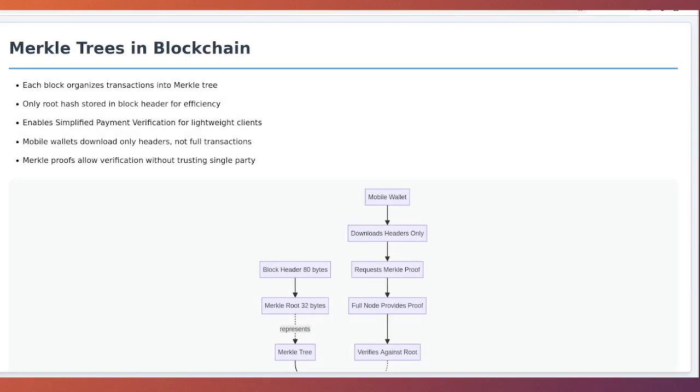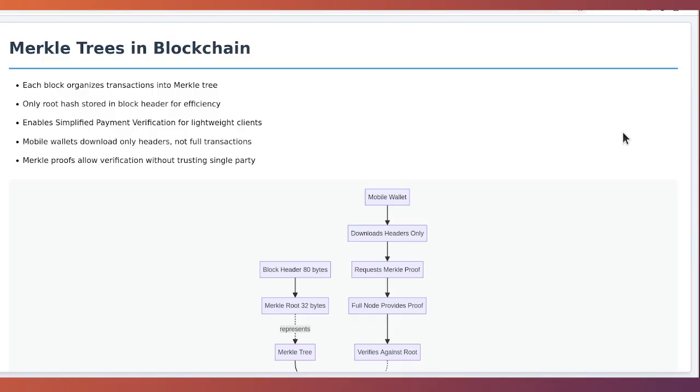Merkle trees in blockchain. Merkle trees are absolutely fundamental to how blockchains work, particularly in Bitcoin and Ethereum. Understanding their role in blockchain helps appreciate why they were chosen and what problems they solve.